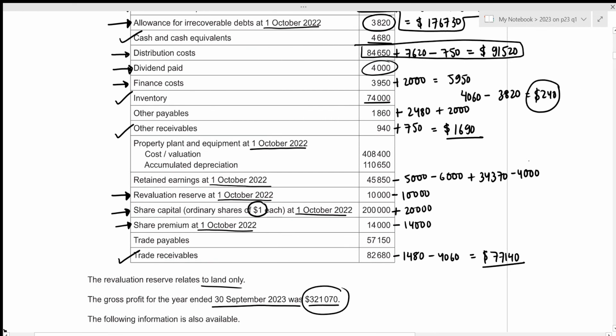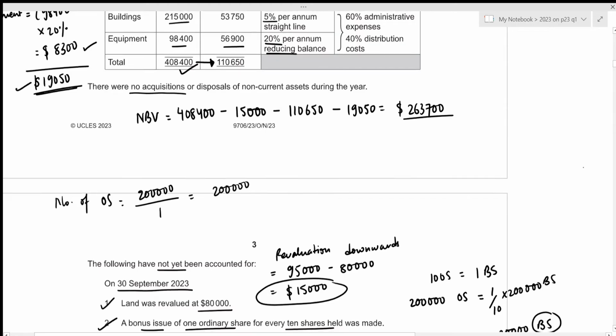Okay, so the final value for the retained earnings will be 45,850 minus 5,000 minus 6,000 plus 34,370 minus 4,000, which results in 65,220. This is a value to be included within our statement of financial position. Then the valuation reserve will be 0. Our share capital will be 220,000, and our share premium will be 0. So the only items within our equity section will be share capital with 220,000 and retained earnings with 65,220.